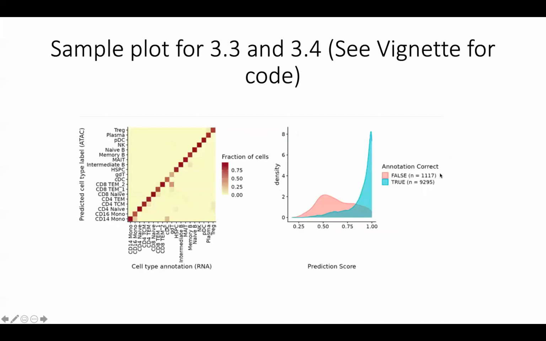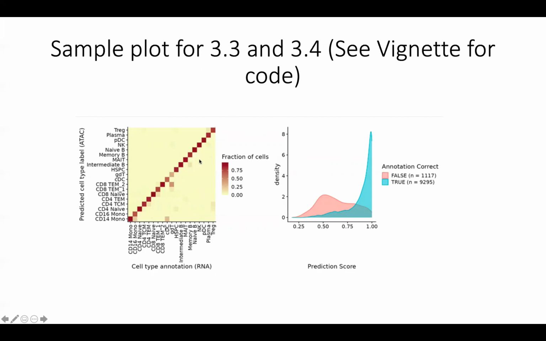In part 3.3, you'll have to make a heat map, which shows you how well your predicted cell type compared to the ground truth. And the ground truth here is the RNA-seq data. This isn't the actual data set that you have, but I'm taking this from the vignette, where they used a different data set but did a similar experiment. And so you want to see something like this.